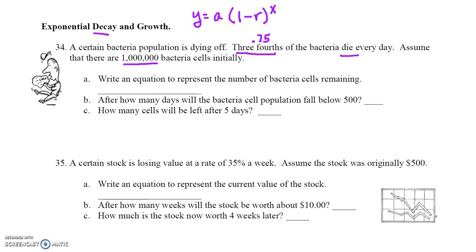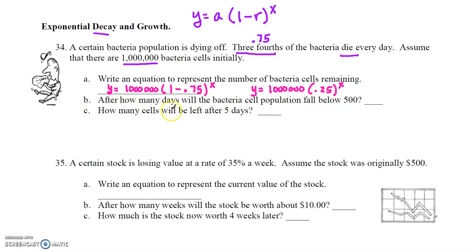So the equation itself is going to be y equals 1 million times (1 minus 0.75) raised to the x power. Now, the 1 minus 0.75, we probably should go ahead and do the subtraction on that. So 1 minus 0.75 is going to leave us 0.25 raised to the x power.